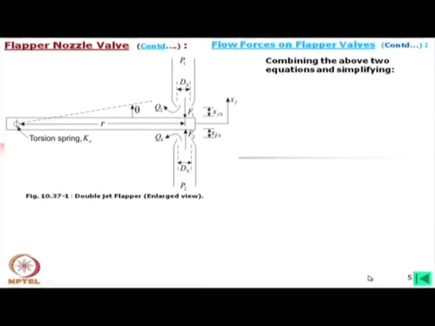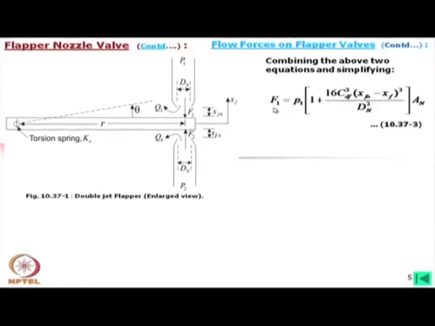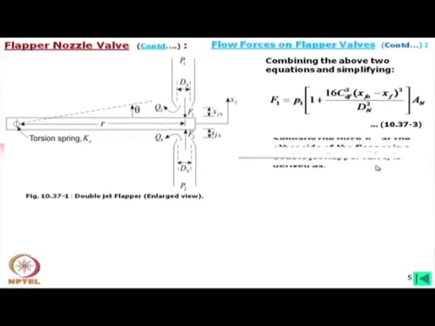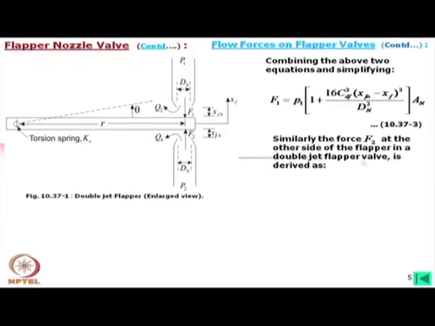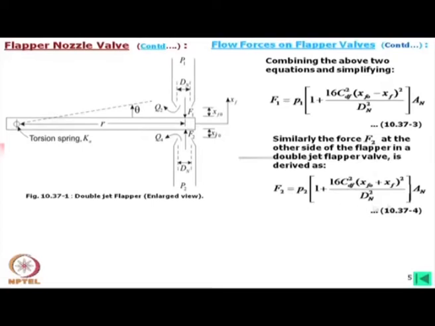Now, combining the above two equations and simplifying, what we get is F1 equal to P1 into 1 plus 16 Cdf square, (xf0 minus xf) whole square divided by dn square, into An. Similarly, if we equate F2 in the same way, we will get F2 expressed in this form. Okay. So, this is not difficult, but look into this.